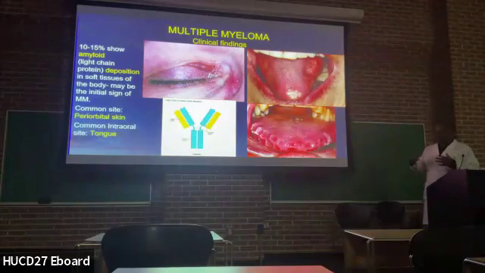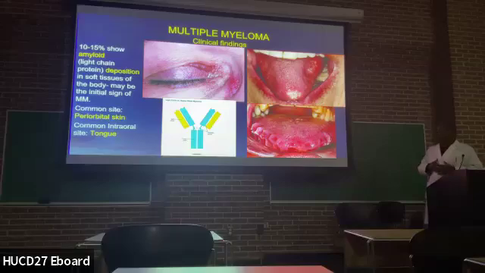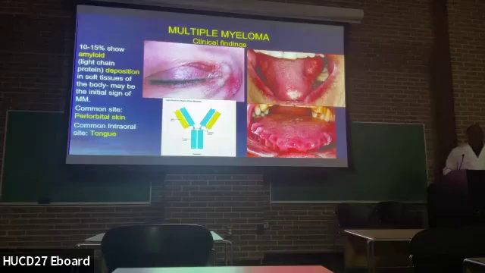In 10 to 15%, again, the light chain proteins can make their way into soft tissues. Some of the more common sites extraorally is the periorbital skin, where they can form firm, waxy deposits of amyloid. Intraorally, they typically affect the tongue. Usually the lesions are nodular, or they can just cause diffuse enlargement of the tongue. But again, in many instances, this may be the first sign of multiple myeloma.